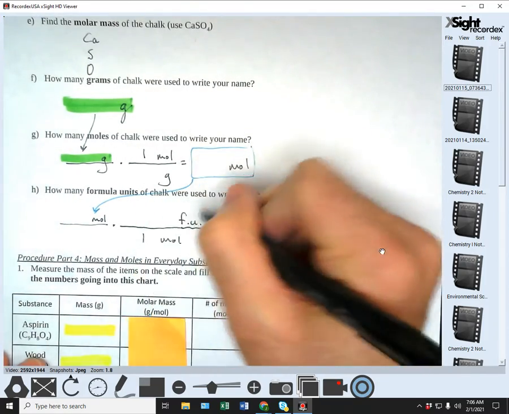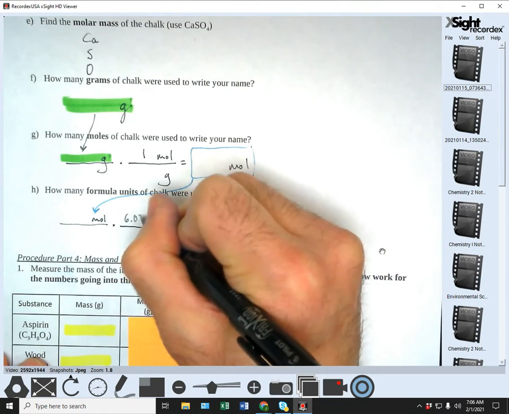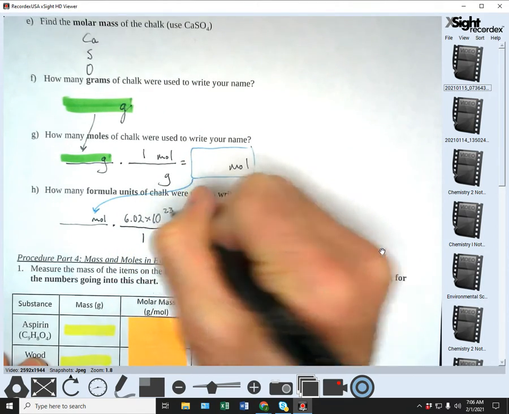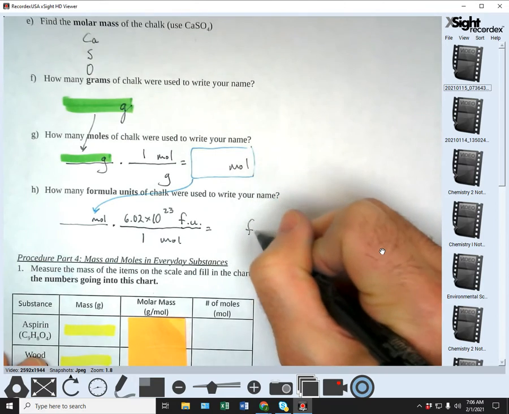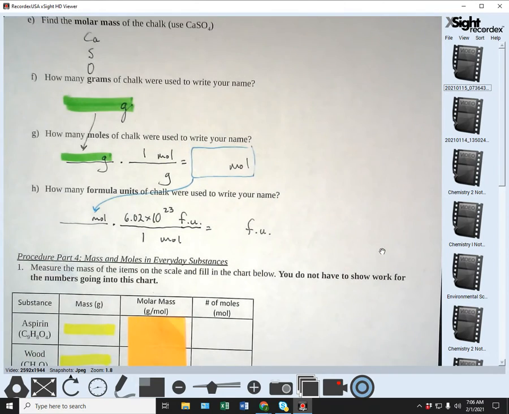It's 1 mole. This is a particle label, so it's Avogadro's number. And you're going to get however many formula units. Okay. All right.